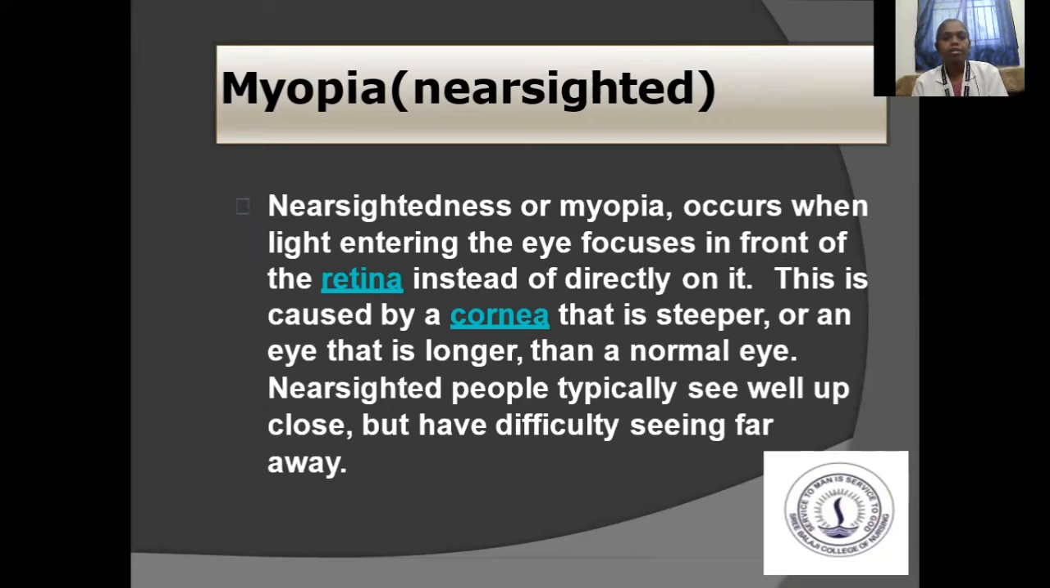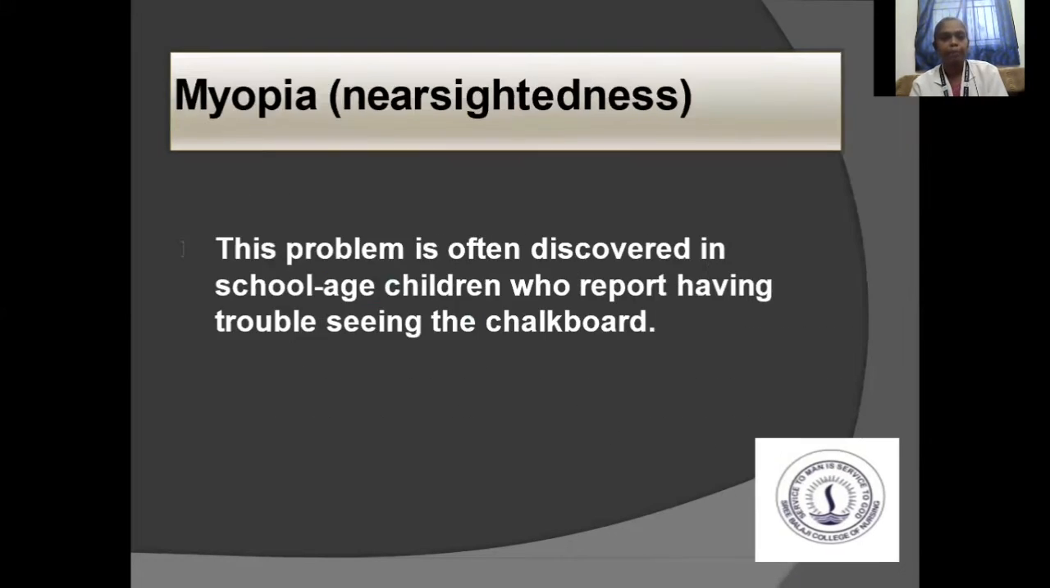Nearsightedness or myopia occurs when light entering the eye focuses in front of the retina instead of directly on it. This is caused by corneal disturbances, that is, a cornea that is very steep, or an eye that is longer than a normal eye. Nearsighted people typically see well up close, but have difficulty seeing far away things. That is why this is called nearsighted.